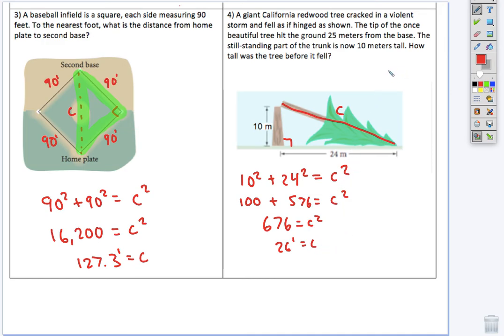But we haven't finished answering the question yet, because the original question was how tall was the tree before it fell? Keyword before. We just found that this part is 26. But originally the tree, if you hinge that back up, we're looking at this part plus that part. So we have 10 meters. Oh, this is meters. I messed up that label earlier. So this is 10 meters and 26 meters for a total of 36 meters. That's how tall it was to begin with.